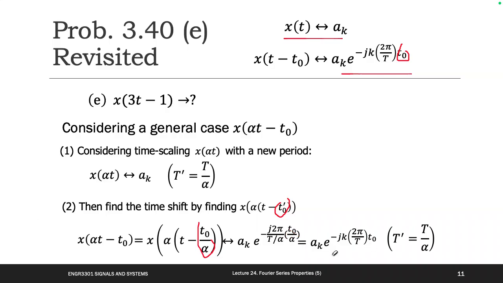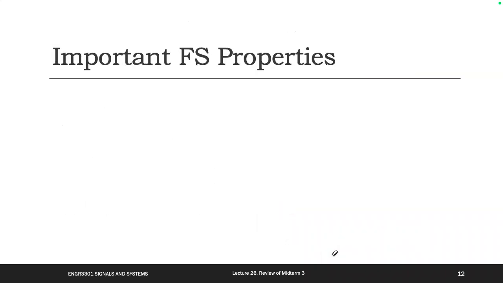Actually, the final FS coefficient doesn't relate to alpha. It's just a_k. Which means no matter what scaling you do, it will not affect the FS coefficient, but it will affect the period. That makes sense to you?